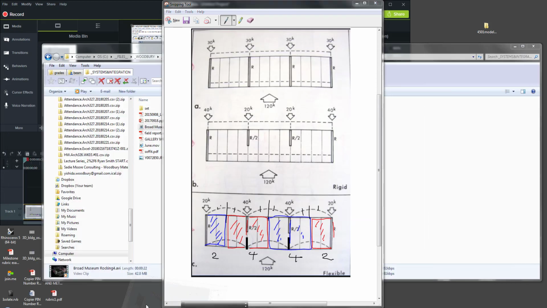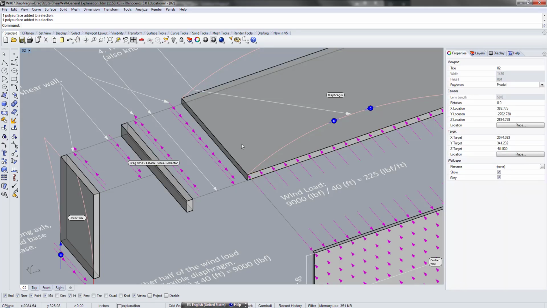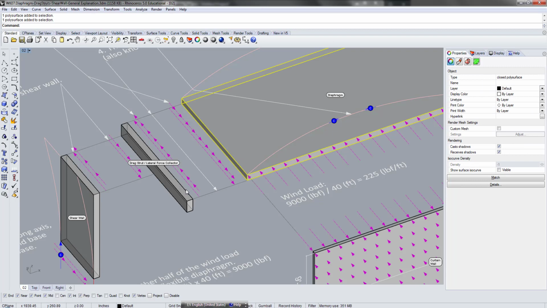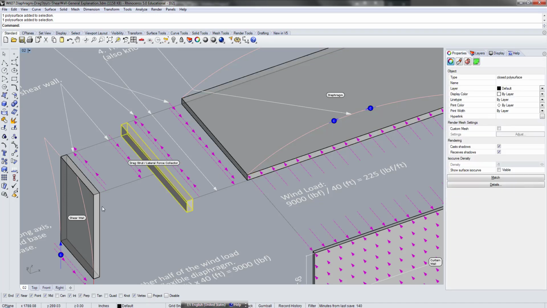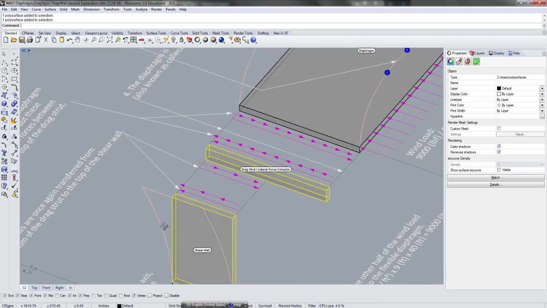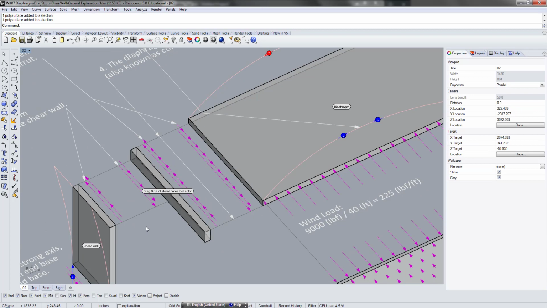Anyway, if you look at the connection between the diaphragm and the collector, you have the entire length of the beam attached to the diaphragm. That's the length of attachment between these two. If you look at the attachment between the shear wall and the collector, this is much shorter, right? In fact, in this case, it's half the length. But the total amount of shear between these two and these two must be the same.